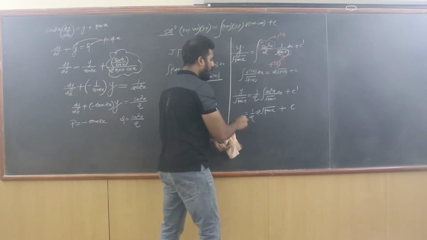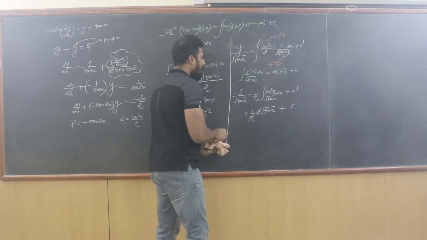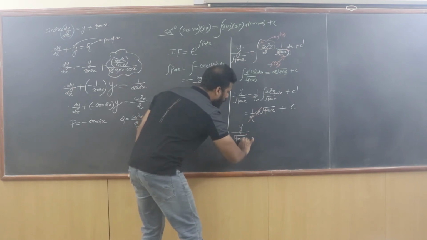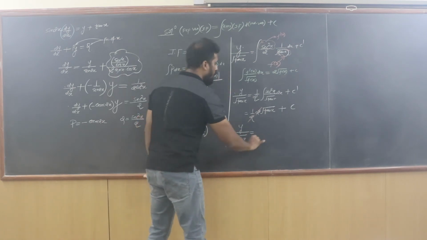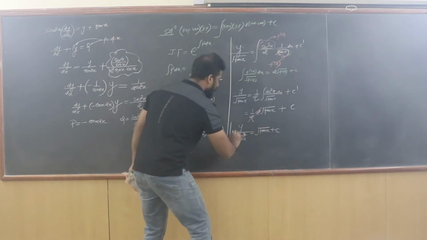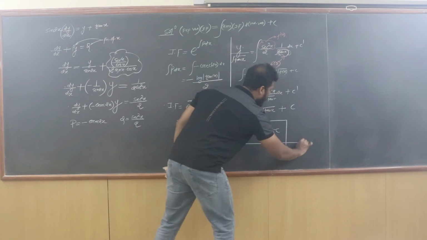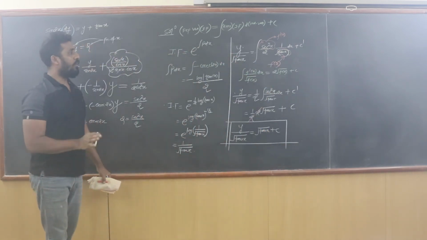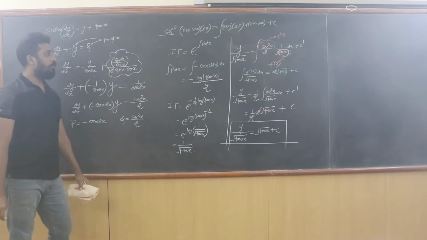Obviously the 2 and 2 will get cancelled and your final answer is going to look like y upon root of tan x is equal to root of tan x plus c. So that's the solution of the linear differential equation. I hope you have understood this well. Please continue.